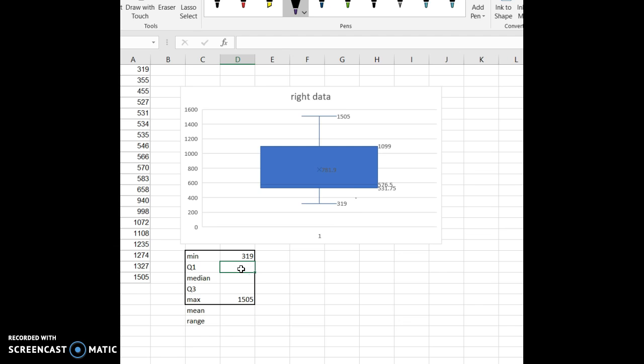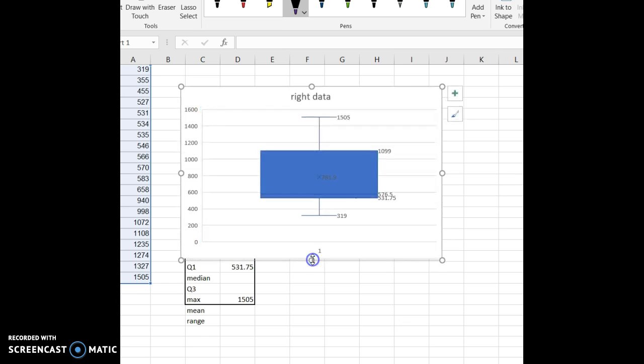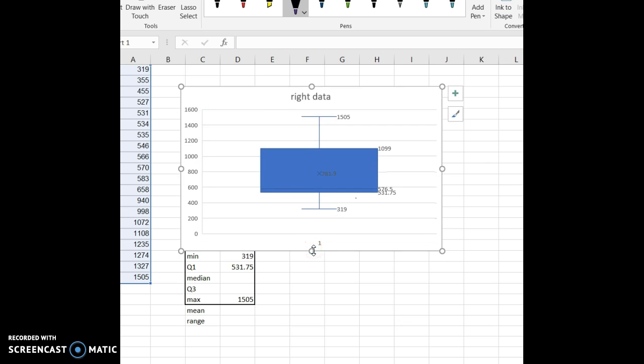Q1 is my small number next to the minimum, which is 531.75. My median is that number that's looking a little bit squishy there, and I can actually make my graph larger so that I can read it more easily, but what I've done there is covered up my table. So I'm just going to put it back again because I can see that it's 576.5. And the Q3 is my 1099. Okay, so there's my 5-number summary, which the graph has given me rather than my having to find it first.